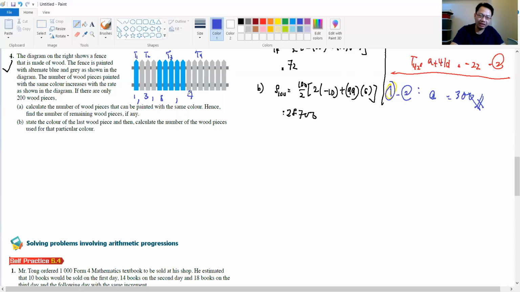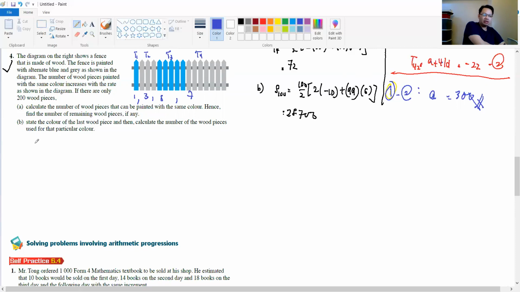So the sequence shown here, 1, 3, 5, 7, is an AP. Why do I say AP? Because the common difference is 2. 3 minus 1, 2. 5 minus 3, 2. 7 minus 5, 2. So the common differences are similar. That's why this is an arithmetic progression. Janjang Aritmetik. So we got 200, right? We got 200 pieces of wood.